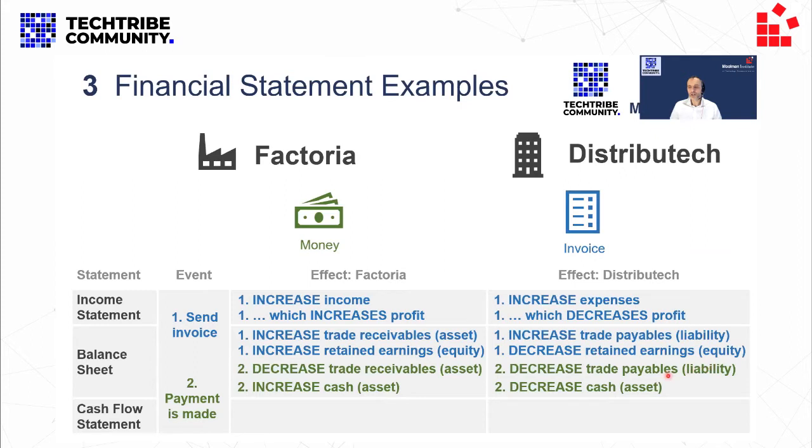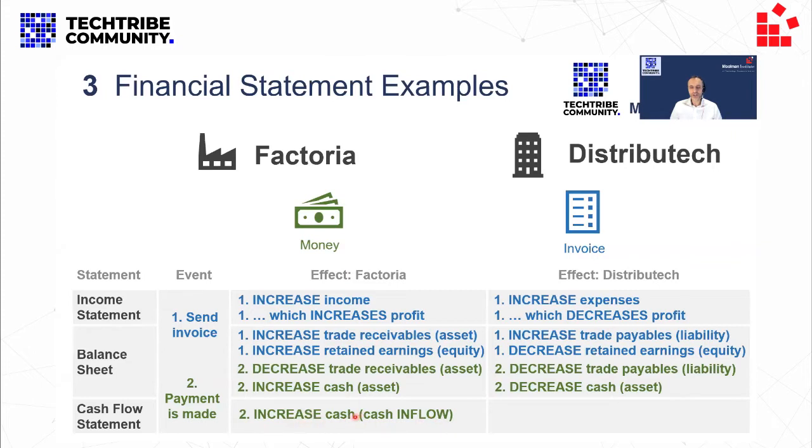On the other side, in Distributech, the impact on their balance sheet is they decrease the trade payables, which is a liability. They no longer owe that money to Factoria, but they also decrease cash because they paid the money. And therefore, you have a decrease in a liability and a decrease in an asset, and that still balances on the balance sheet. But now we do have an impact on the cash flow statement because money has changed hands.